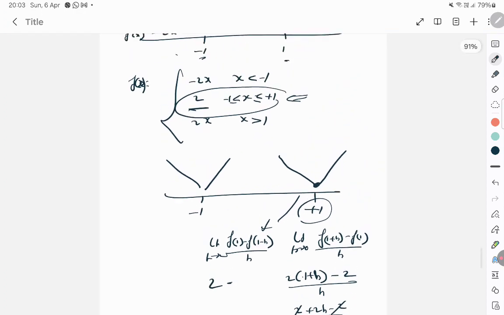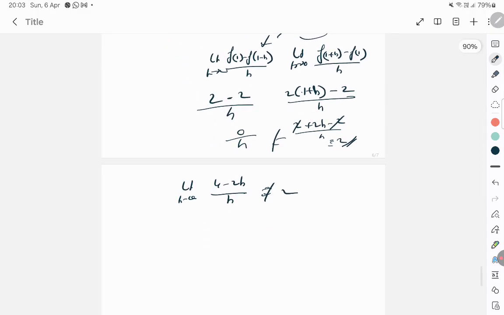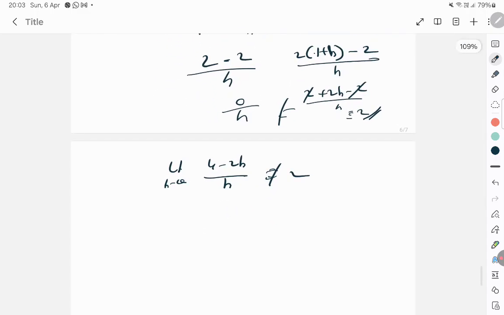Less than 1, what is less than 1's formula? Less than 1 is 2. Less than 1 is still 2. So 2 minus 2, 0 by h. 0 by h is not equal to 2. Oh, we made a mistake there. I hope you can correct it. I hope everybody has understood, because I can't redo it again. It will become very difficult, but people can follow, no? So make sure you're correcting this. And so it's definitely not differentiable.